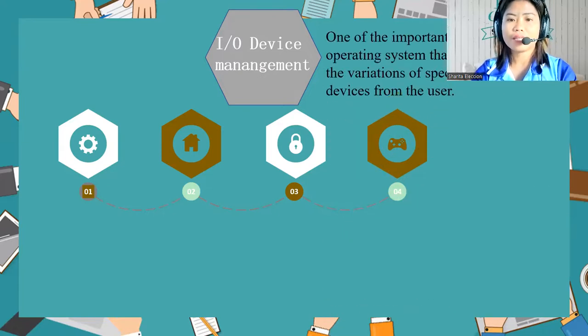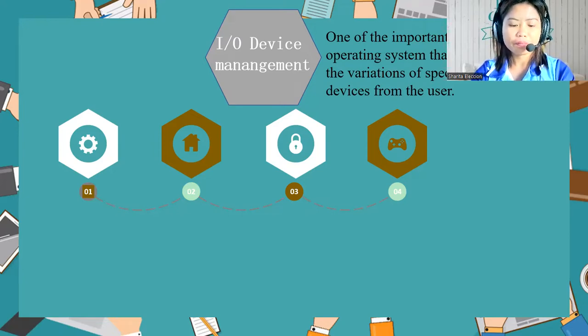Input output device management is one of the most important uses of an operating system that helps you to hide the variations of specific hardware devices from the user. So as I have said, input output devices are specifically hardware components, hardware elements of the whole computer system. And this is one of the important uses of an operating system, which helps you to hide the variations of specific hardware devices from the user.